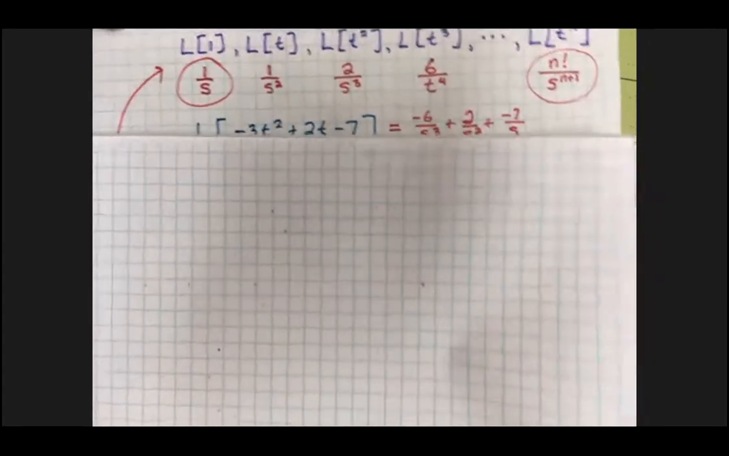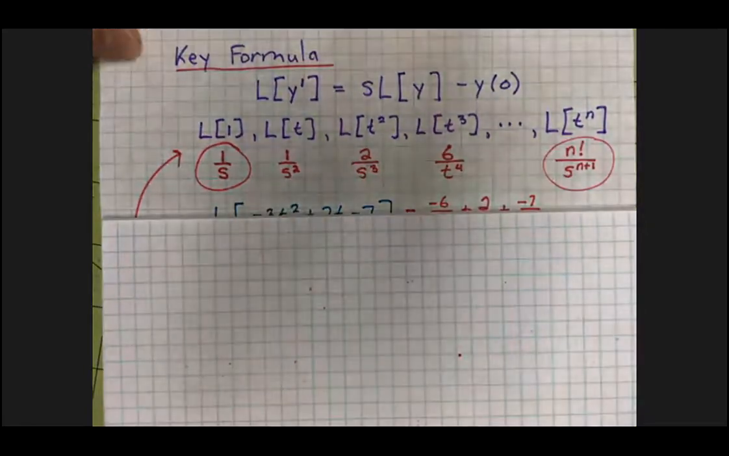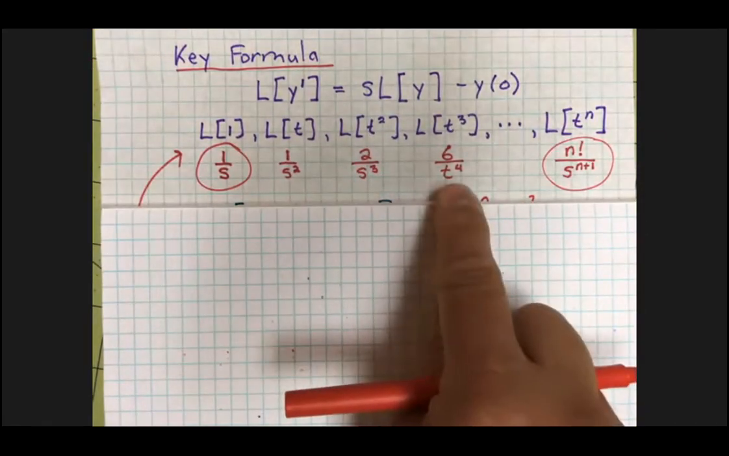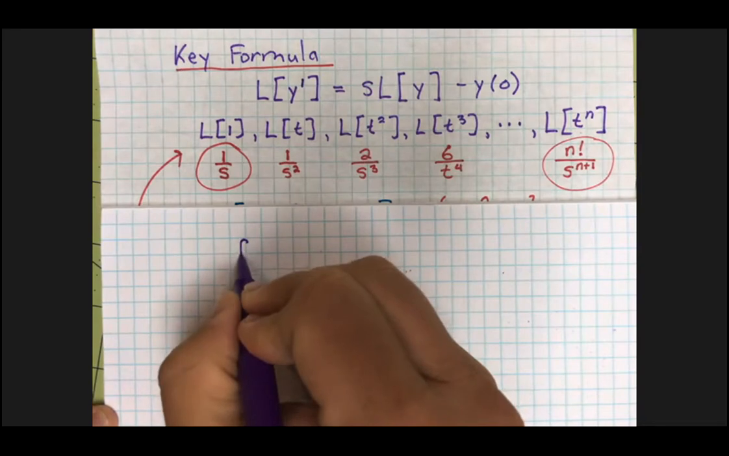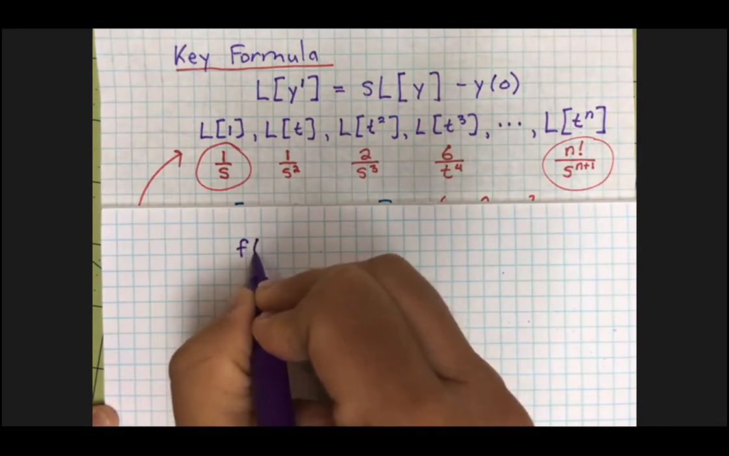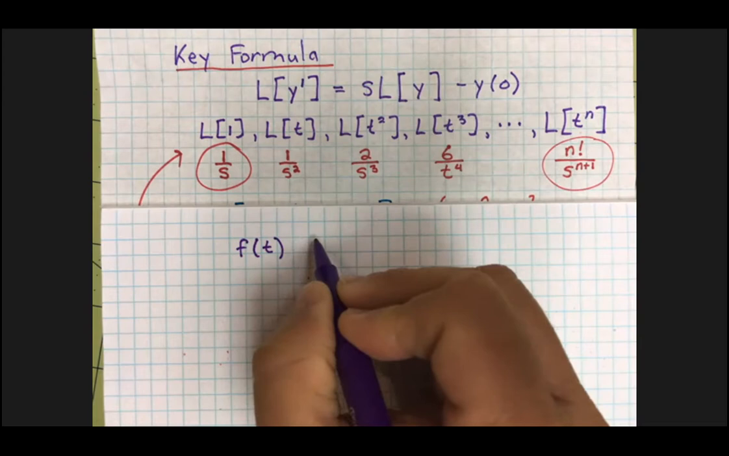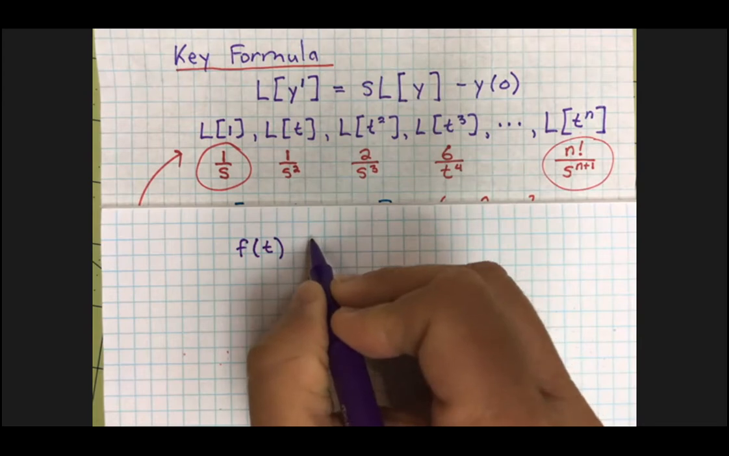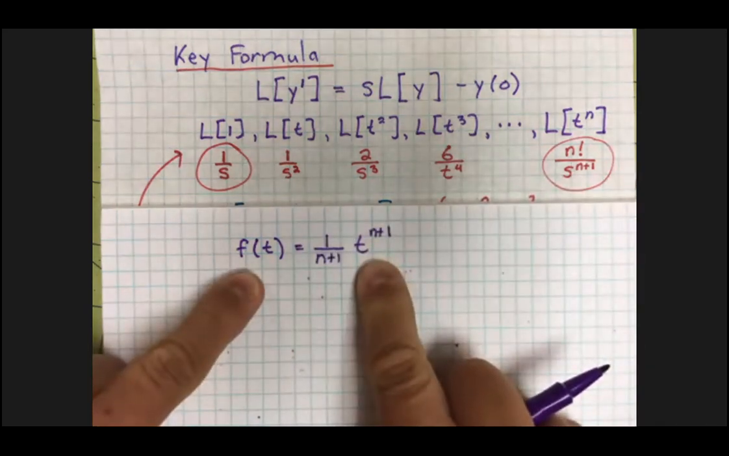Watch this. So let's knock all these others out. Let me get this slide down so I can see my formula. But instead of doing them one at a time, I'm going to do them all at once. Let's try it. Let's let my f of t, there are different ways you can do this, I'm going to do it the way I want to do it. Let's let that be 1 over n plus 1 times t to the n plus 1 power. And let's insert this into here.